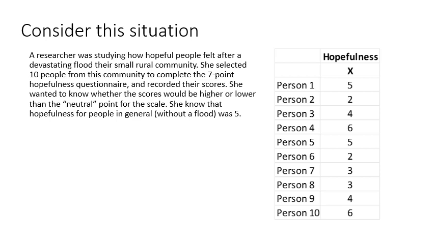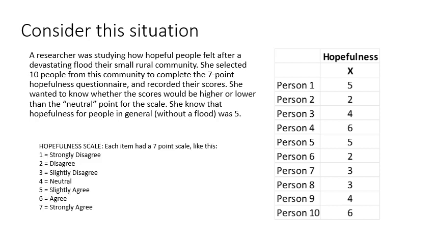So let's use this situation to work through this. A researcher was studying how hopeful people felt after a devastating flood in their small rural community. She selected 10 people from this community to complete the 7-point hopefulness questionnaire, and she recorded their scores. She wanted to know whether the scores would be higher or lower than the neutral point for the scale. She knew that hopefulness for people in general without a flood was 5. So here's the hopefulness scale, and here's a sample item. I feel optimistic about the future.